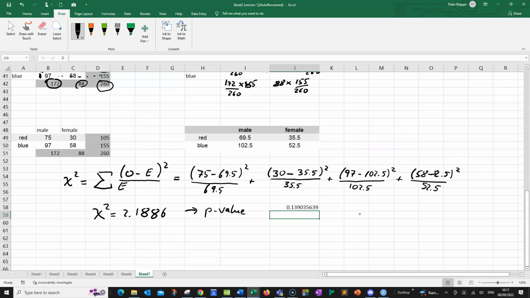What is the degrees of freedom? Well, for such a 2x2 contingency table, the degrees of freedom is the number of rows minus 1 multiplied by the number of columns minus 1. So we've got 2 rows, 2 minus 1 times 2 minus 1 columns. So that's 1 times 1. So we've got 1 degree of freedom. Okay, so we've got a p-value of 0.139. So p equals 0.139.